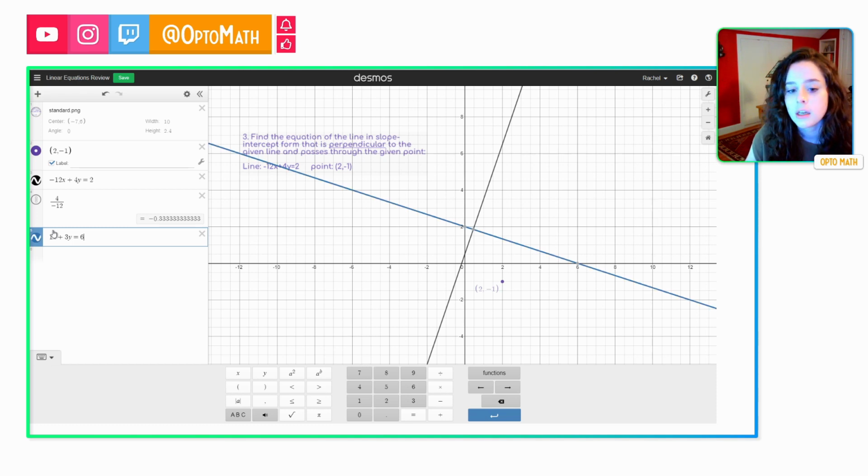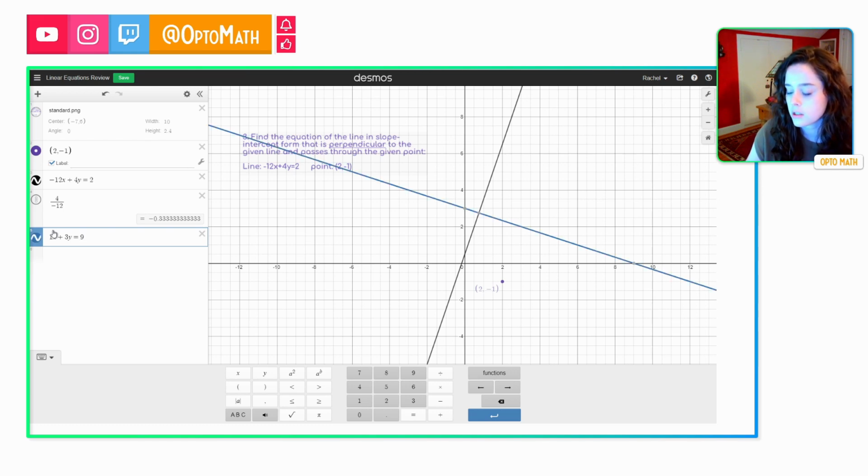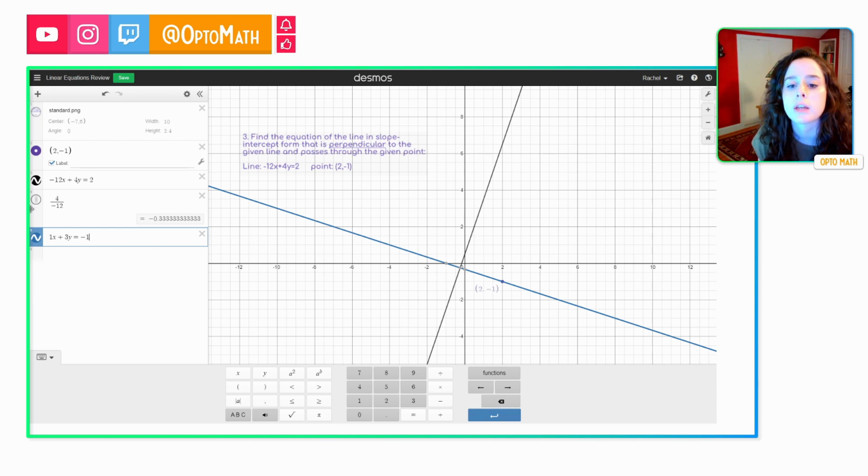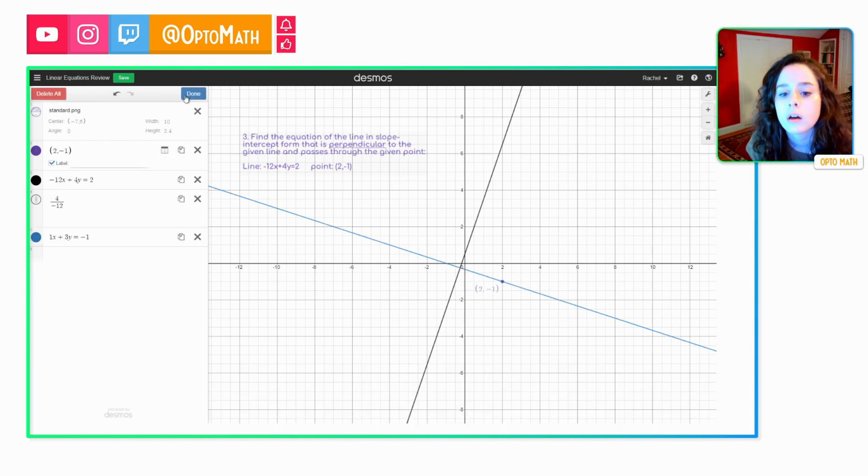So let's say we increased our 6 to be 9. So it's going up. We don't want it to go up. We want it to go down. So let's do 3. Not enough. Let's do 0. Still not enough. Maybe -1. That looks pretty good. So notice we can't make this a table because it's not solved for y.